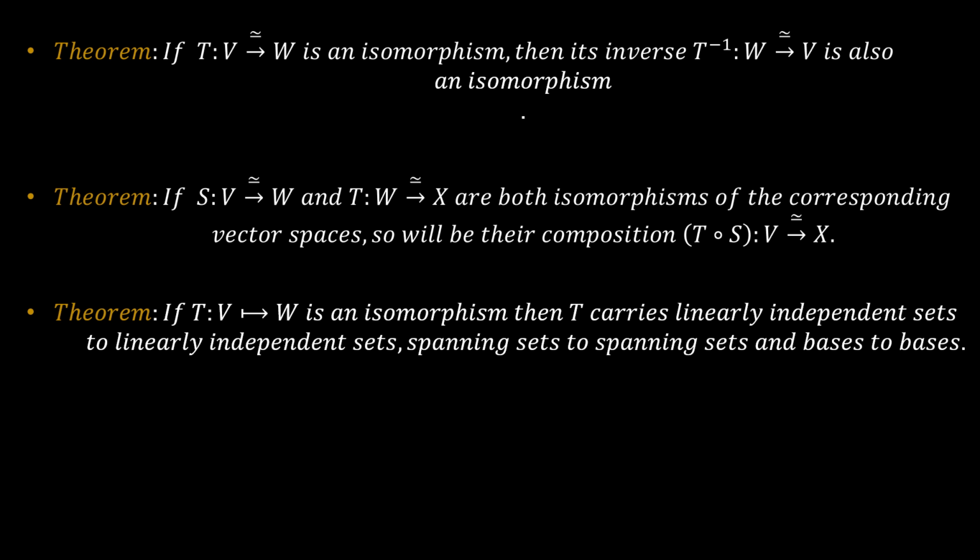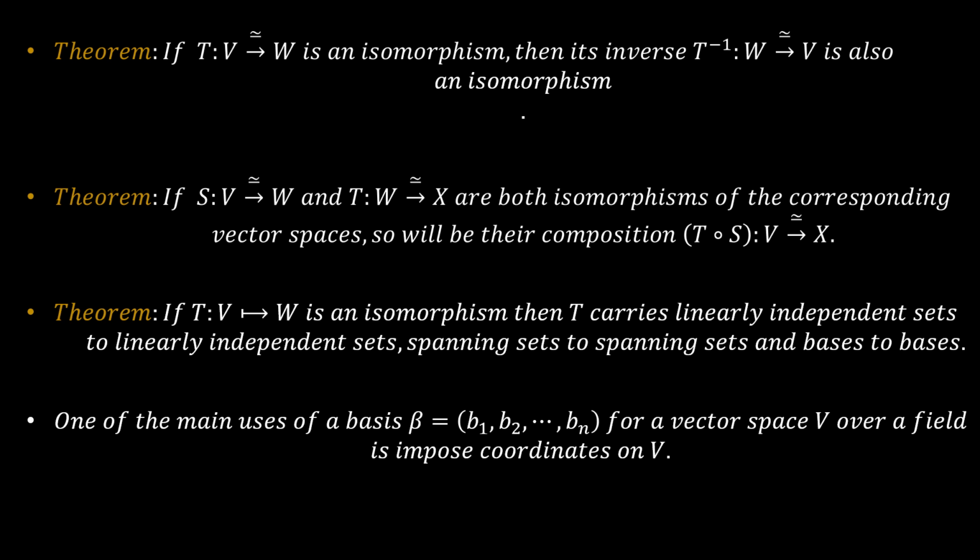Another theorem: if T again is an isomorphism from V vector space to W vector space, then T carries linearly independent sets to linearly independent sets, spanning sets to spanning sets, and bases to bases. And we'll talk a little bit about what bases are. Now, one of the most important uses of bases for a vector space V is to be able to impose coordinates on that vector space. And we're going to look at how that builds up.